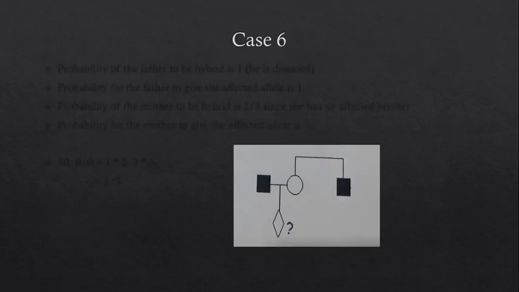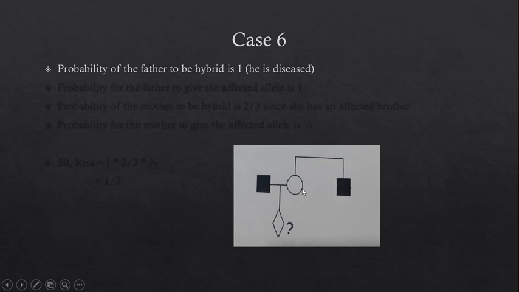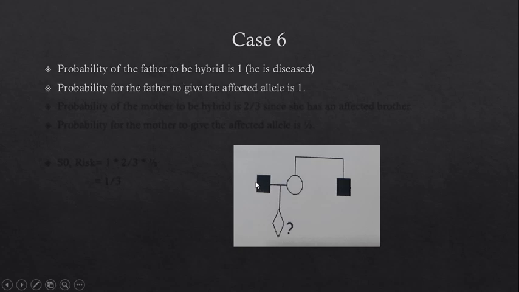Last case, the father in this case is already affected. The mother is normal, however, her brother is affected. So the probability for the father to be hybrid in this case is null, so we are going to place 1 because we cannot put 0, or in this case the risk is going to be 0, and this is not correct. So it is 1. He will definitely give the affected allele, so the probability for the father to give the affected allele is 100%, which is 1.